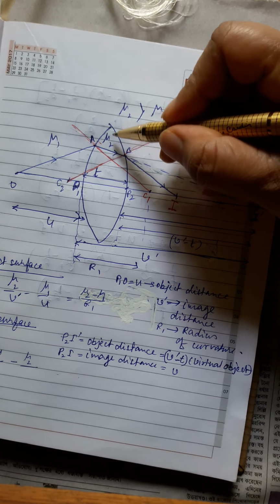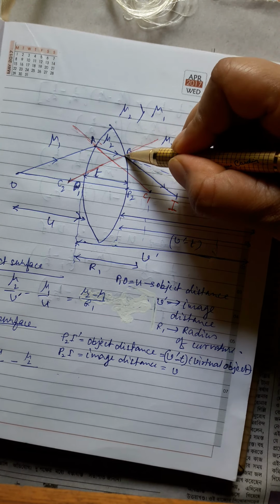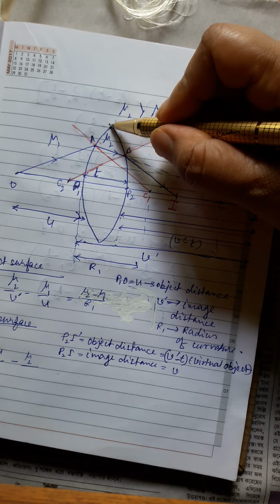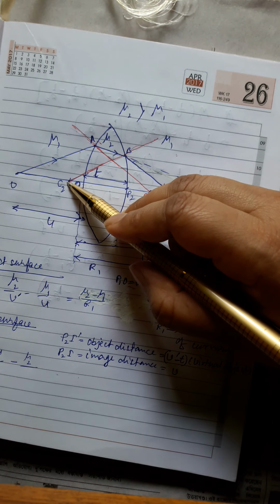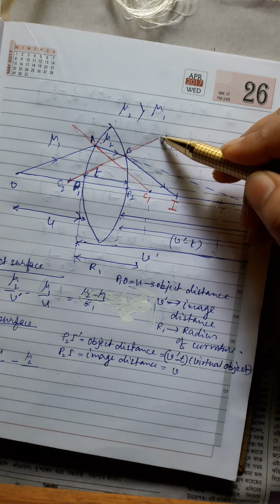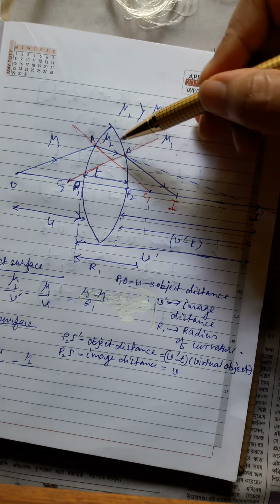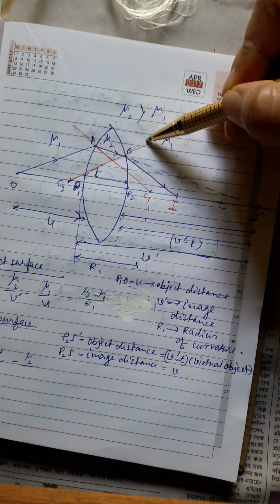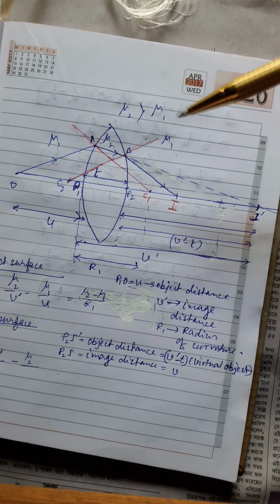Look here. Now light is falling on the second surface at the point B. So at the point B, first draw the normal. How will you draw the normal? For the second surface, this is the center of curvature. So draw the radius and extend it. This is the normal. Now light is travelling from denser to rarer medium. So it will bend away from the normal.